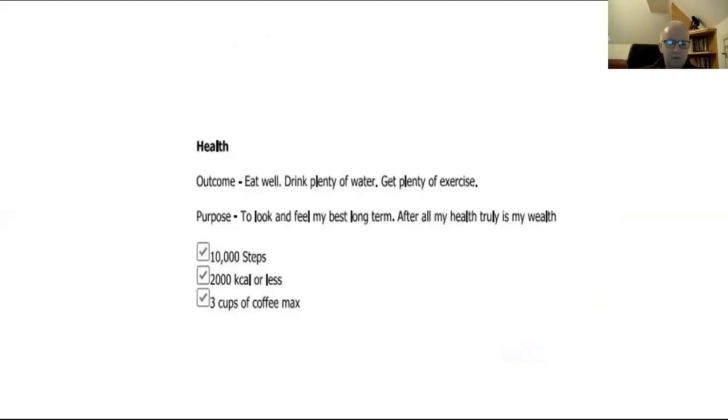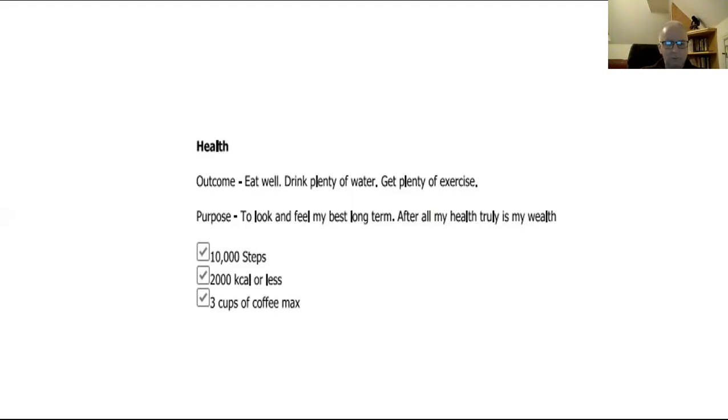So now do the same for your health. Because again, you're going to do this for all four key areas. You're going to do your relationships, and then you're going to do your health. So again, this is from the same day. This is what I want to do for my health that day. The outcome, well, I just wanted to eat well, drink plenty of water, and get a lot of exercise. That was the outcome I was looking for my health that day.